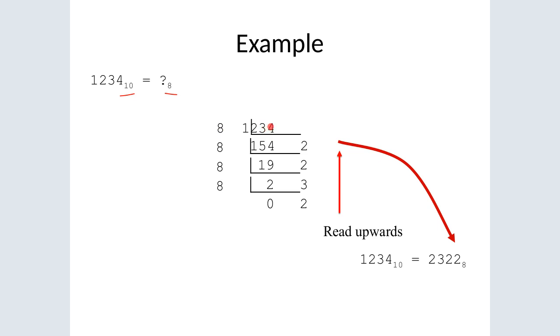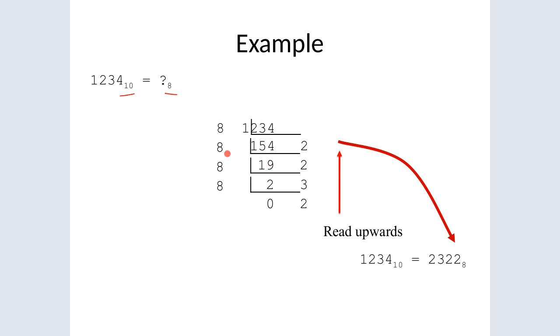So 234 divided by 8, that should be 29, with a remainder. So our concern is tracking the remainder, right? So we track the remainder, that's our concern.